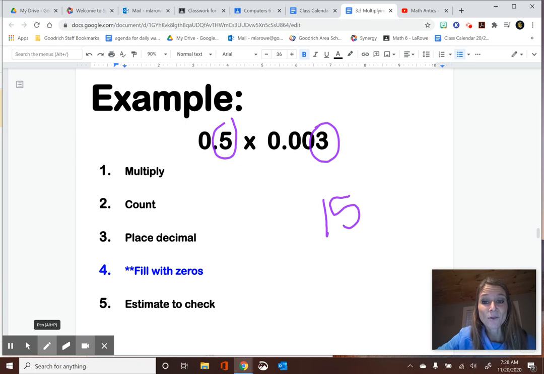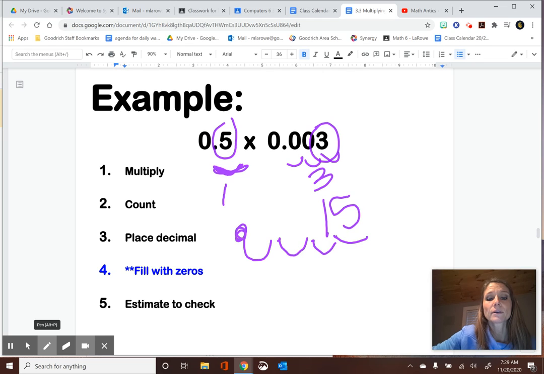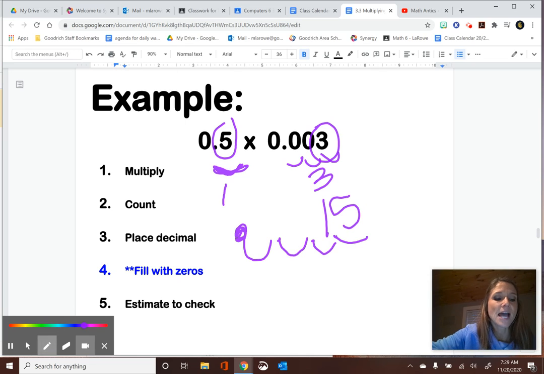Now, I'm ready to count and place my decimal. So this has one spot, tenths, but this number has 1, 2, 3 spots. It has tenths, hundredths, and thousandths. Even though the tenths and hundredths don't have value to them, they're still part of the decimal placement. So I need 4 total, 1 for this side and 3 for this side. My answer is going to need 4 total places, 1, 2, 3, 4.